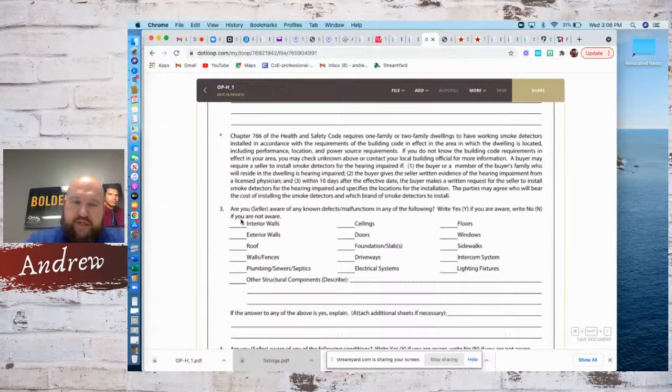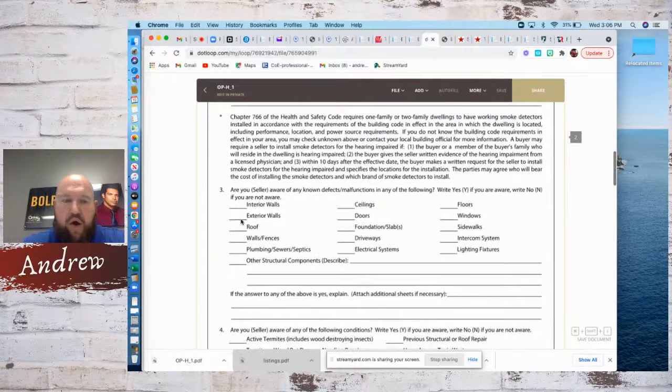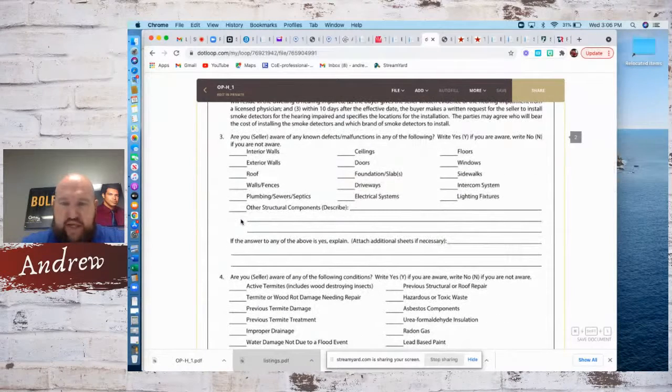Again, then paragraph 3, we're talking about, are you aware of any known defects in any of the following: walls, interior walls, exterior walls, roof, fences, plumbing, ceiling, doors, all those things. And if the answer is yes to any of those, you would have to put it in. There's always an option to add additional sheets if it is required, so you don't have to put it all in the 1 to 2 lines that are available.